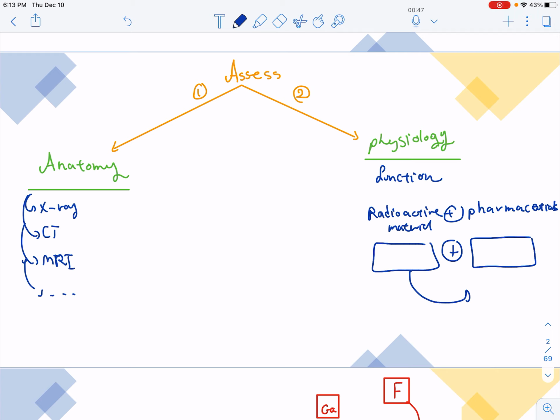What tells the radioactive material to be concentrated in the bone? You need something from the organ that you want it to go to, that can lead the radioactive material to go there more than any other organ. This is the whole idea of using a radioactive material with a pharmaceutical material.